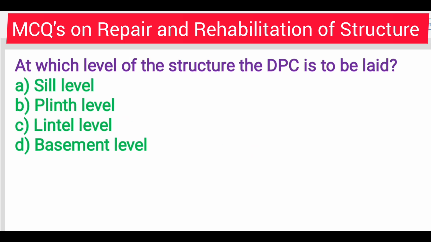Next question, at which level of structure the DPC is to be laid? Option A, sill level. Option B, plinth level. Option C, lintel level. Option D, basement level. So the correct answer is option B, plinth level.